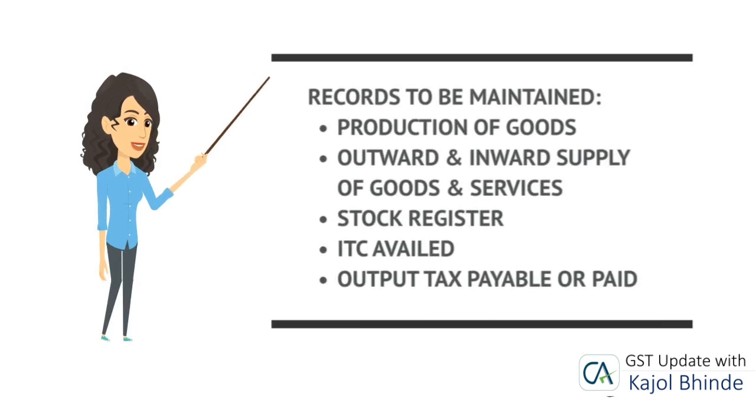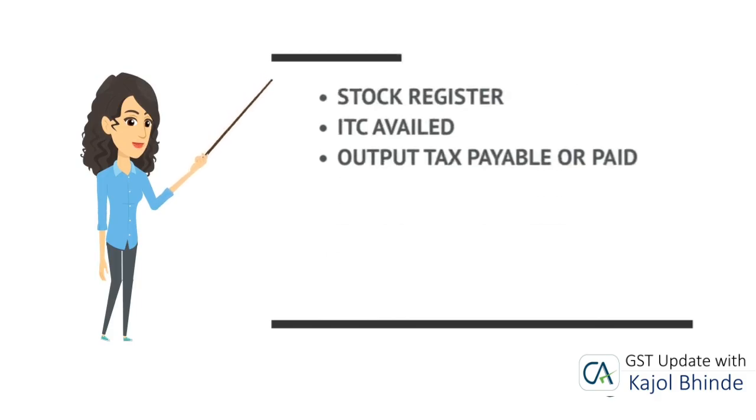Let's have a look at what are the records which are required to be maintained. 1. Production of goods. 2. Outward and inward supply of goods and services. 3. Stock register. 4. ITC availed. 5. Output tax payable or paid.